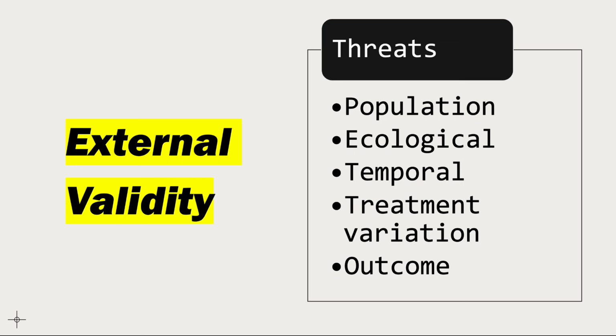Outcome threat is about whether results will generalize across different measures of a dependent variable. So I can measure critical thinking with all kinds of different instruments. And the question is, will the results of a study hold up to the different ways that we might measure the dependent variable? So that's been the lesson on quantitative research validity.